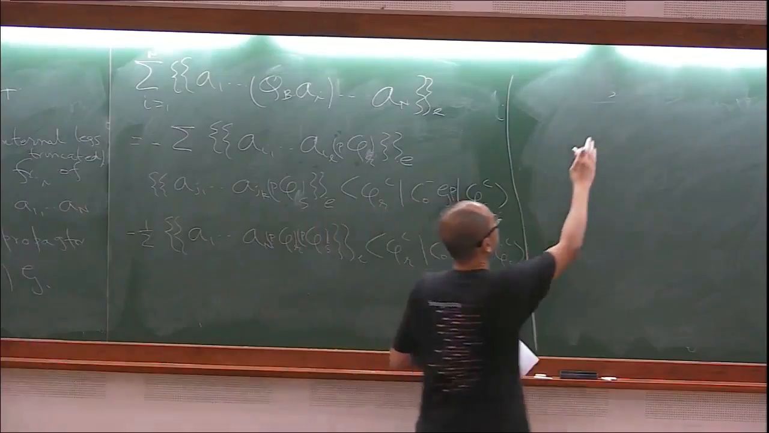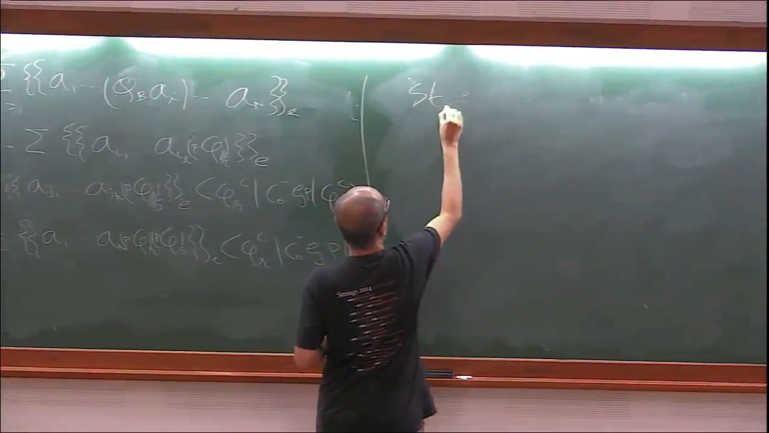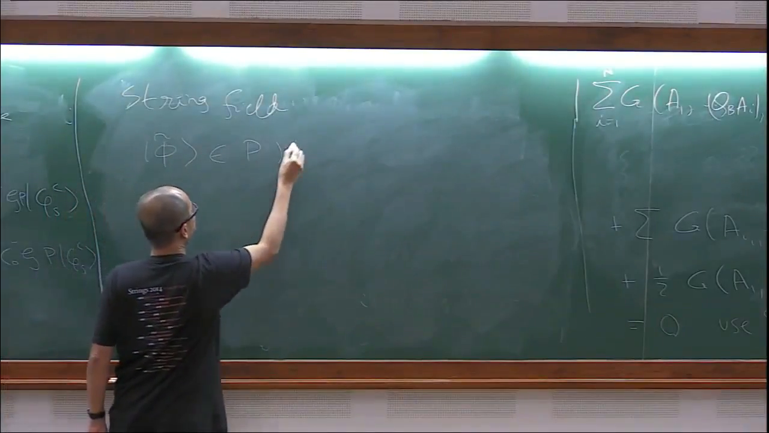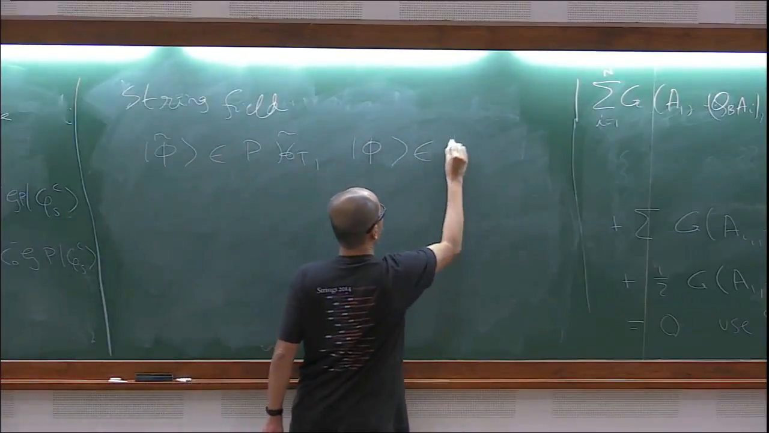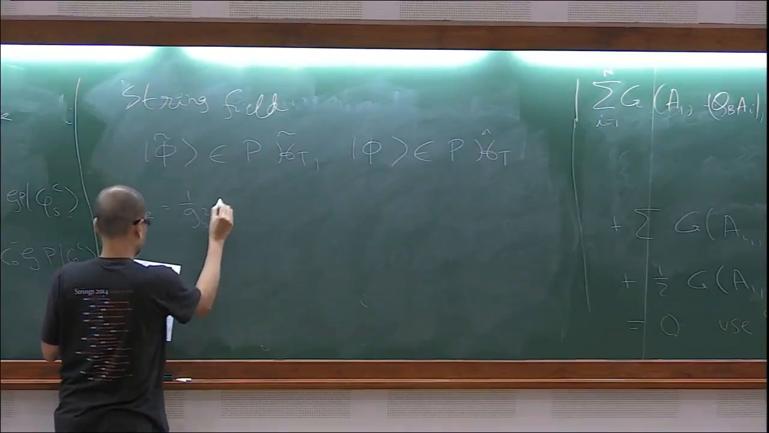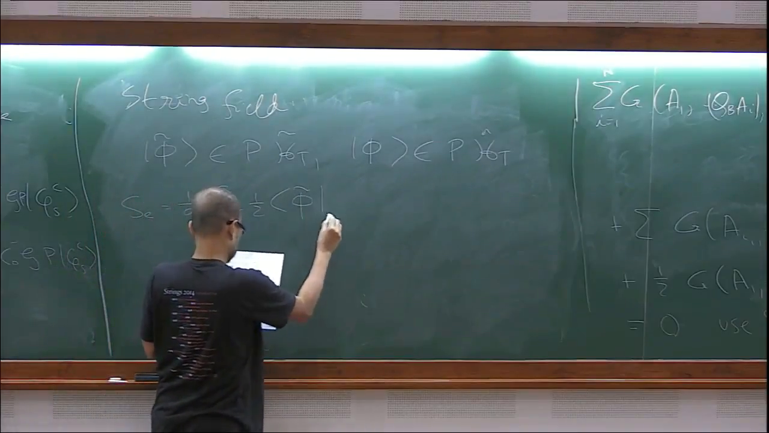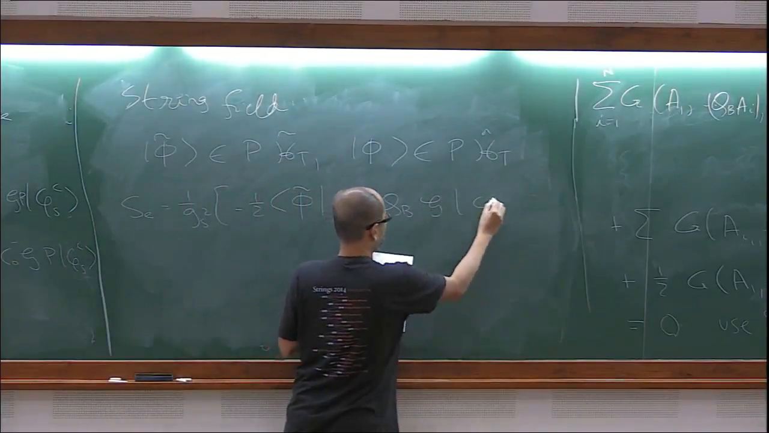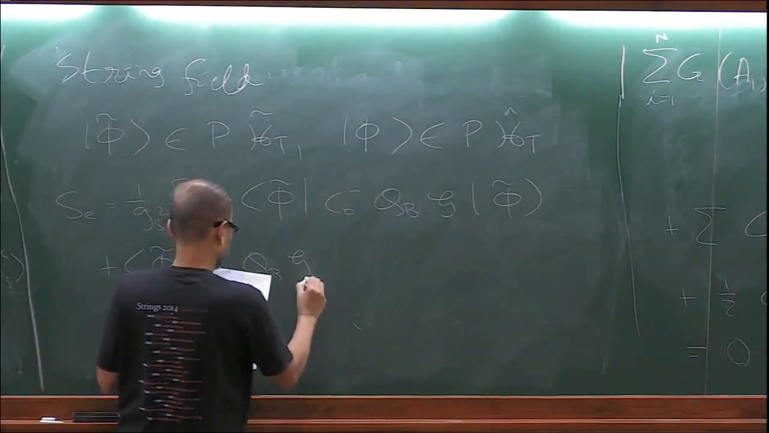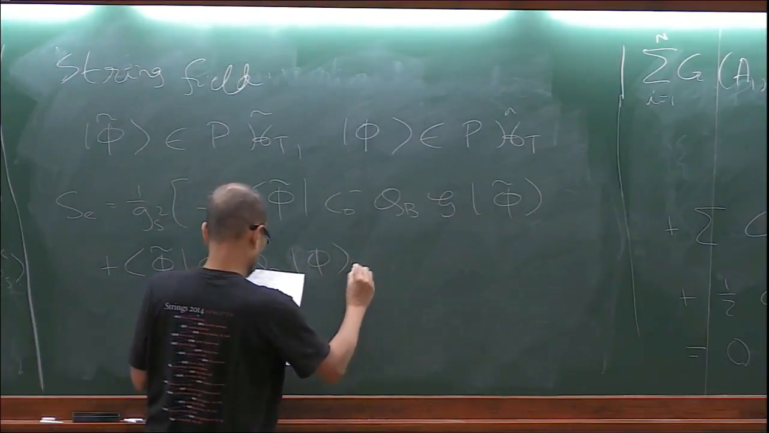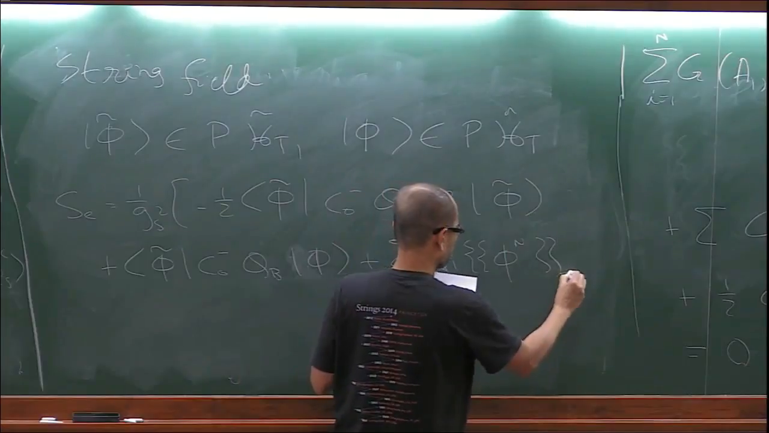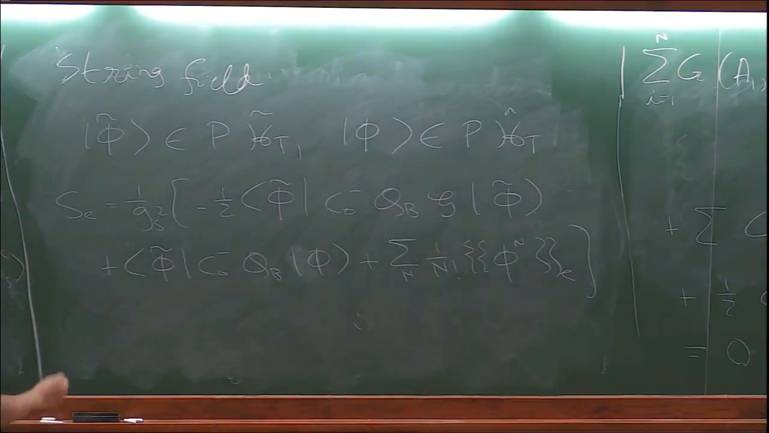Okay, so now suppose we define string fields. We introduce string field phi tilde in P H tilde T and phi in P H hat T. Then if we write down the effective action as 1 over GS square, this satisfies the BV master equation.